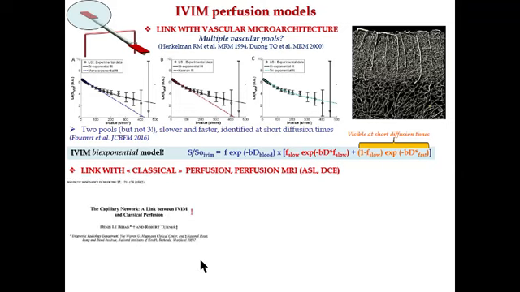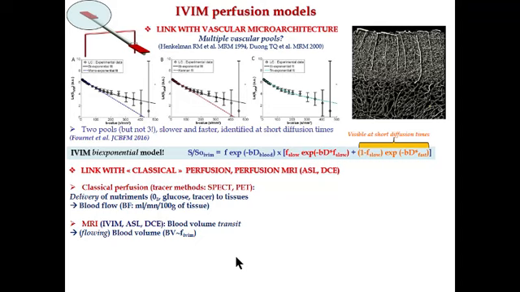And with Bob Turner, who responded, the link between IVIM and classical perfusion. So let me show you. It is also quite interesting. With classical perfusion, we consider that we have a delivery of nutrients, such as oxygen and glucose or tracers, to tissues. So it's a functional definition. And the key parameter is blood flow, in milliliters of blood per minute and per 100 grams of tissue.